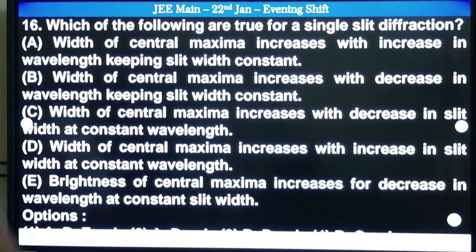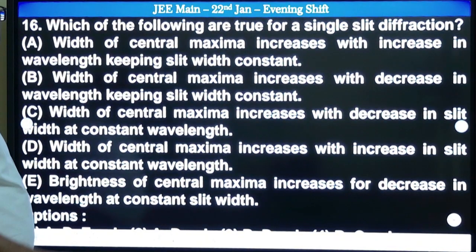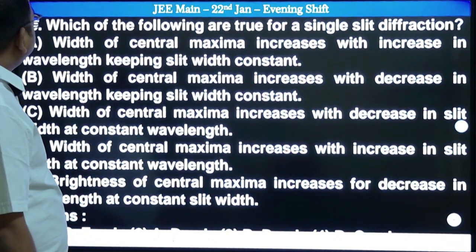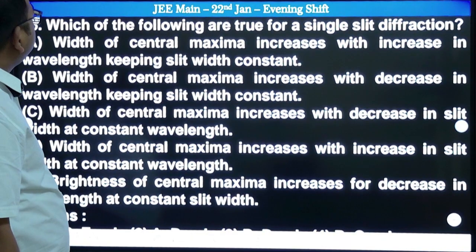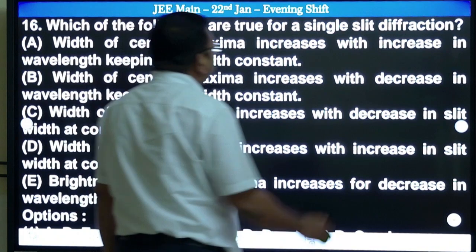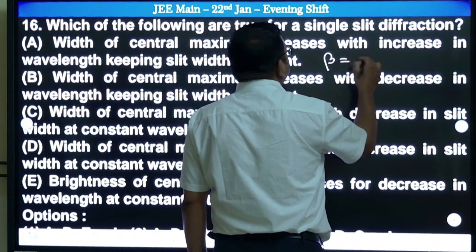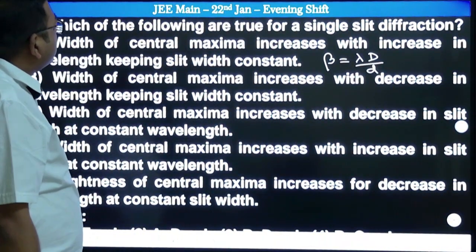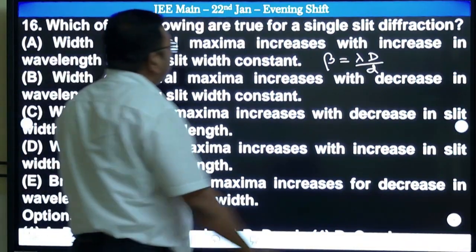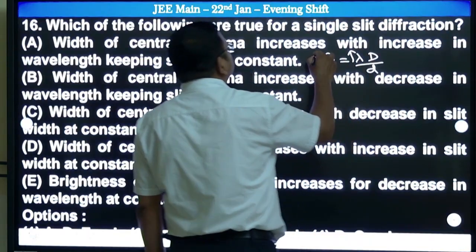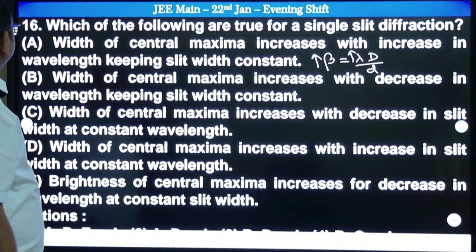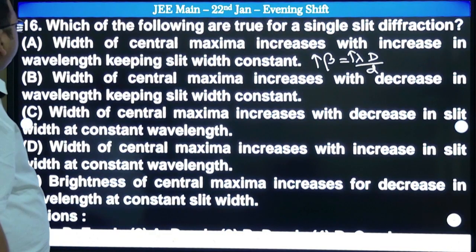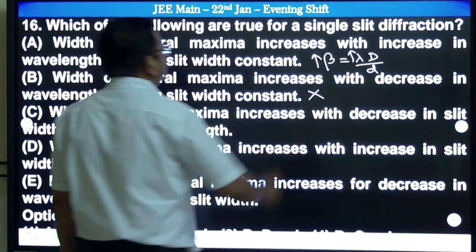Which of the following are true for single slit diffraction? The width of central maxima increases with increase in wavelength, keeping slit width constant. The width of central maxima means fringe width, beta is lambda D by d. If you increase the wavelength, this will also increase. That is a fact, that is correct. The width of central maxima increases with decrease in wavelength, keeping slit width constant: this is not correct.